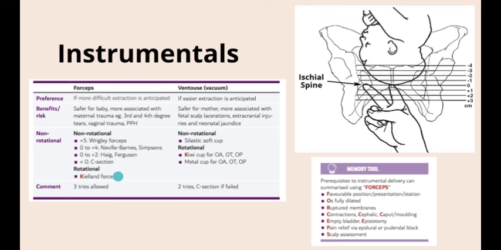So rotational are Kielland's, and the non-rotational would be Wrigley's, Neville Barnes, Simpson's. And in terms of vacuums, Kiwi Cup can be used for OA, which is probably the most common. And there's also a guide to how many attempts are allowed before a cesarean is used as well.